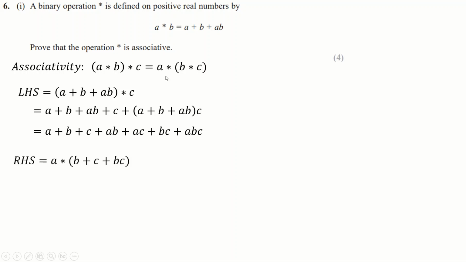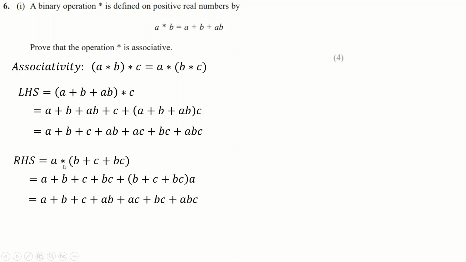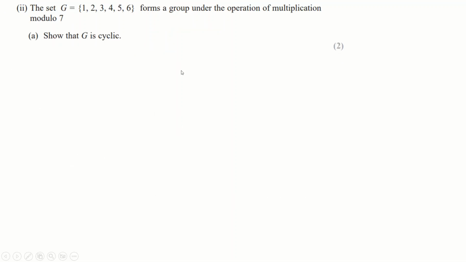The right-hand side then, let's look at that. B star C is just this with B's and C's instead. And then same thing again: this object, then this object, then this object times this one. When you do that though, you just get exactly the same thing. And so therefore this is associative, which is good.